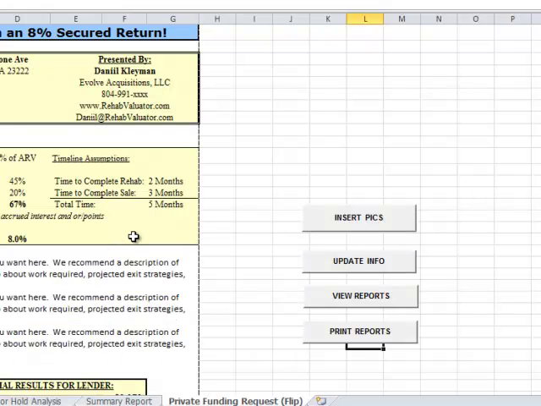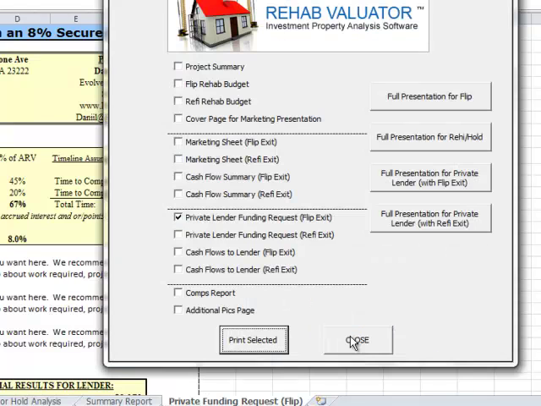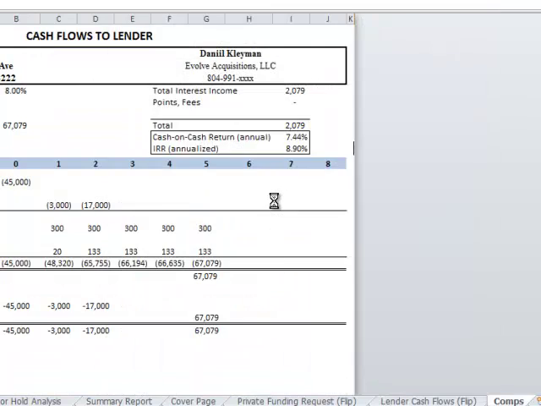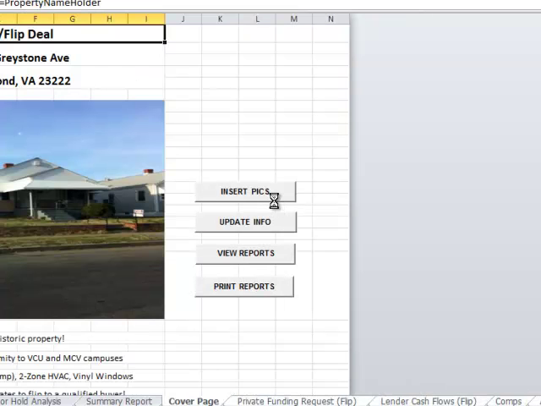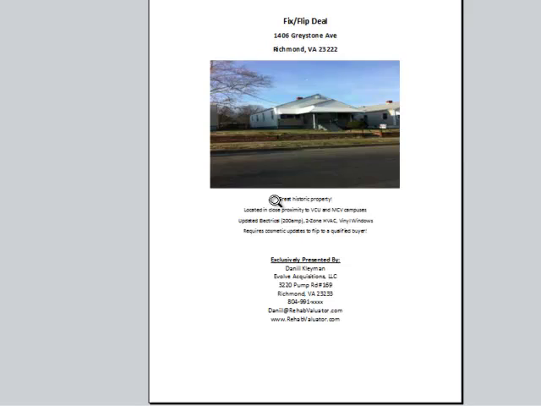And this takes about a second to put together. And the other cool thing that you can do with the software is you can actually go and click full presentation with private lender. And now you've got a 5-page presentation that, again, takes a few seconds to put together.